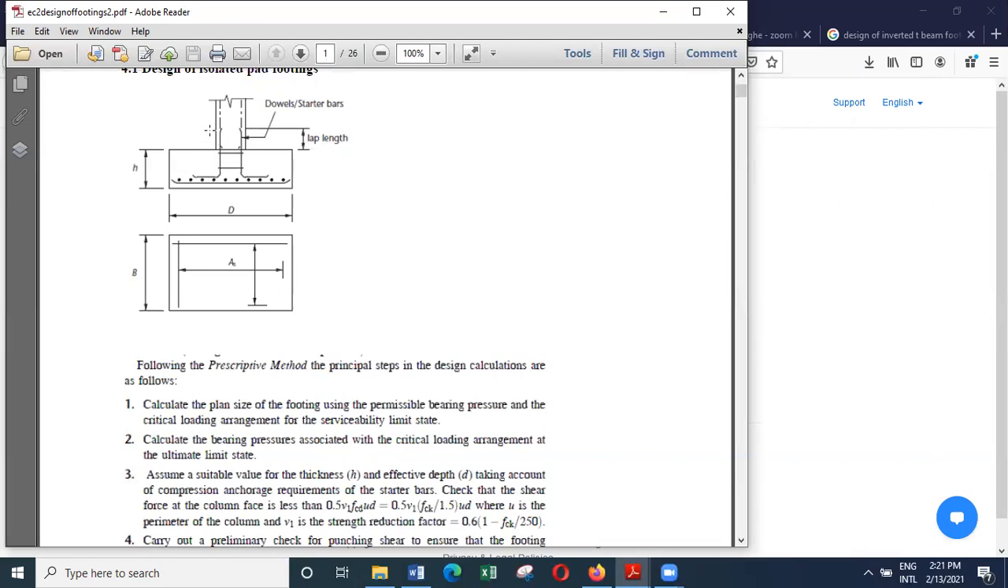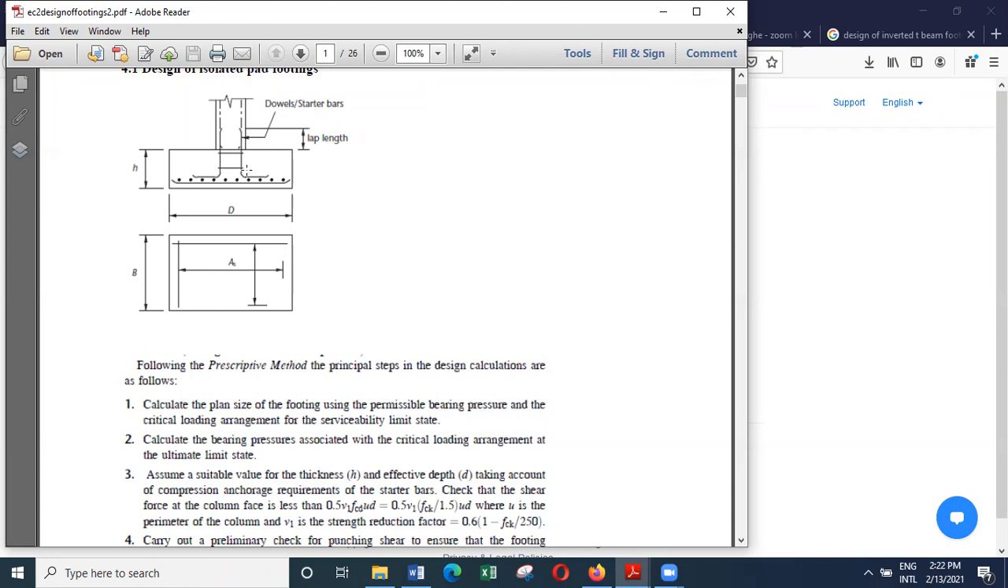this column trying to punch through the base at this column face. So that is the crushing failure of concrete. So how we make sure that the crushing failure of concrete will not occur due to shear is by checking the maximum shear stress carrying capacity or maximum shear strength of concrete.